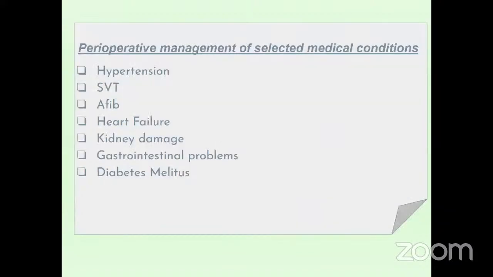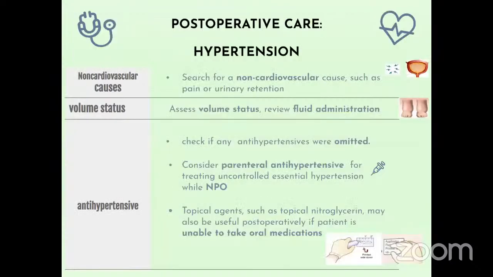Okay, this is the second part of this presentation about perioperative management of selected medical conditions. First, hypertension. Whenever the patient develops hypertension post-operatively, I have to check first for non-cardiovascular causes for hypertension. Maybe there is pain or urinary retention. I assess volume status, review fluid administration, and check if there is any antihypertensive being omitted.